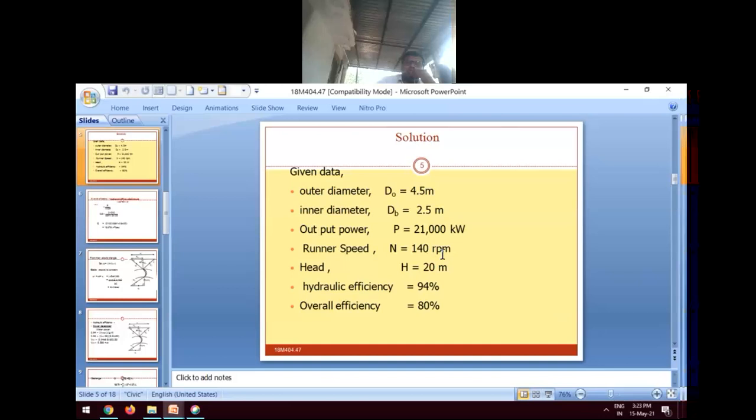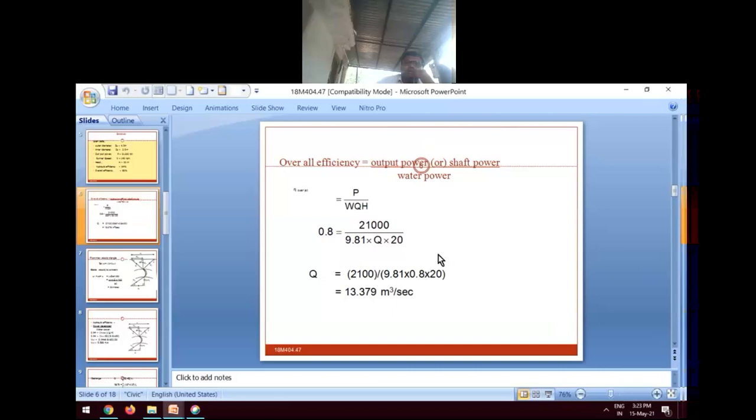From the overall efficiency formula, overall efficiency equals output power by water power. So P is given, overall efficiency is given as 0.80, that means 0.8. Output power is also given, that is 21,000 kilowatts. W is 9.81 into Q, which you have to calculate, H is given 20. From that you can directly calculate the discharge of water, the quantity of water leaving the Kaplan turbine, that is 13.379 meter cube per second.